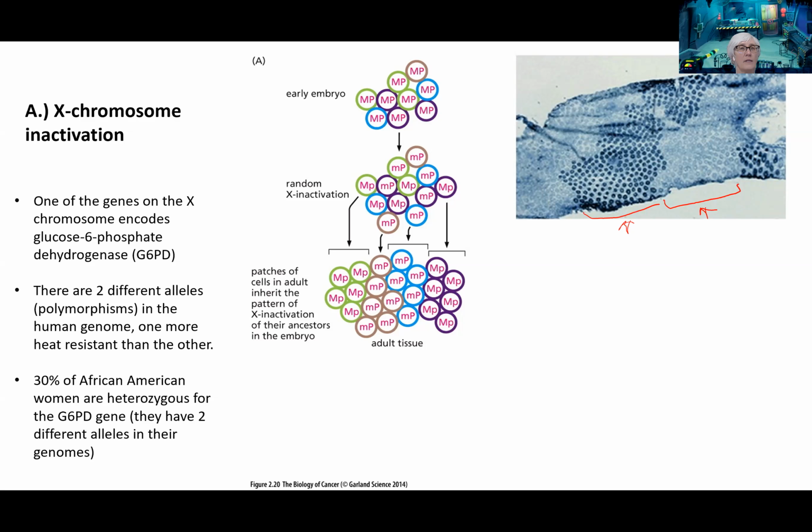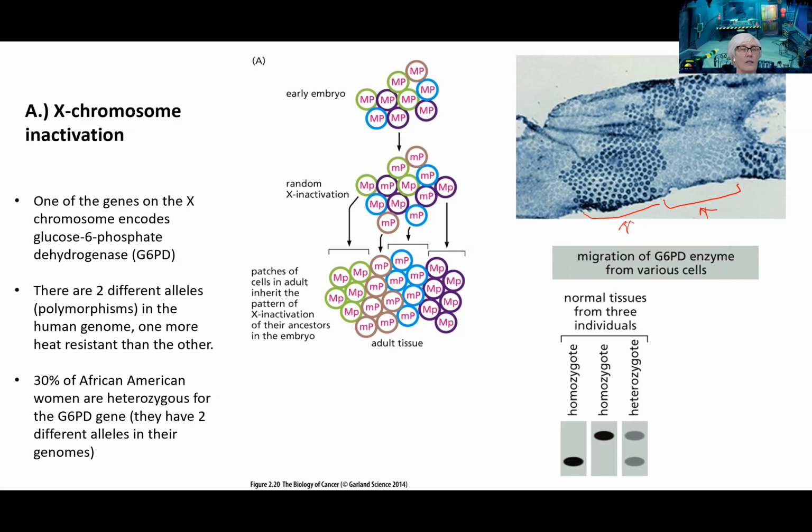Okay, so we have these 2 different isoforms, and they both function fine, although we are able to distinguish them. So we know that 30% of African American women are heterozygous for the 2 different versions of this G6PD gene. So they are like what this epithelial sheet shows. In addition to having a difference in heat resistance, these 2 different isoforms migrate differently on an SDS page.